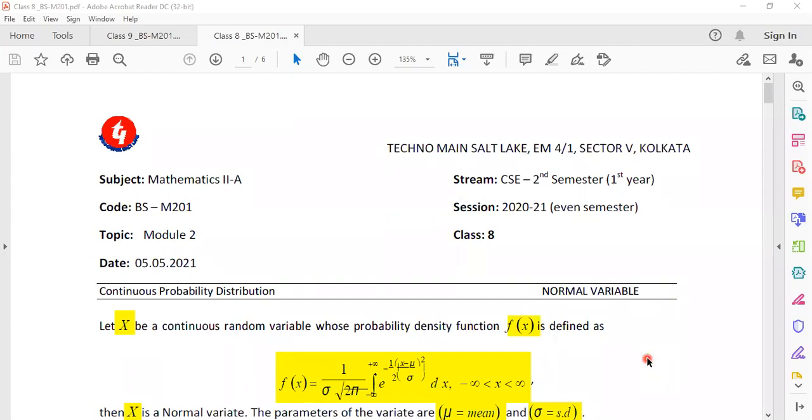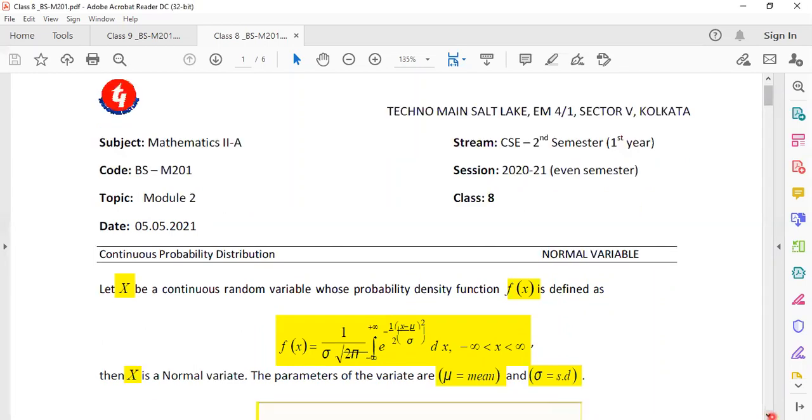So probability density function and probability mass function are not different from one another. They are only different by their names. Their characteristics are similar. One is associated with a discrete random variable, another is associated with a continuous random variable. So let capital X be a continuous random variable whose probability density function f(x) is defined as, now you see a big expression has been shown over here. So let us read this expression first of all.